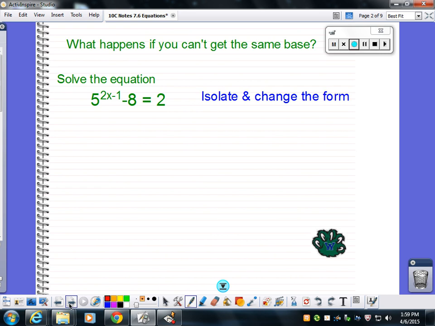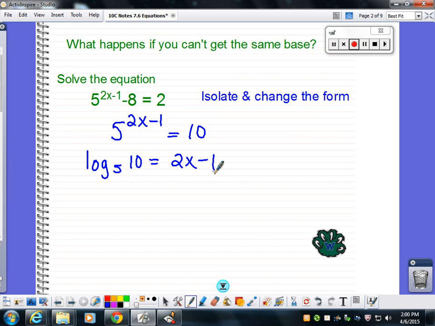So we're going to isolate the 5 to the 2x minus 1. So I'm going to add 8 and get 10. All right, I still can't rewrite 5 and 10 to the same base. So since I can't rewrite them with the same base, what I want to do is change the form. When in doubt, change the form. So this is exponential, so I want to change this to logarithmic. So it's going to be log base 5 of 10 is equal to the exponent 2x minus 1.